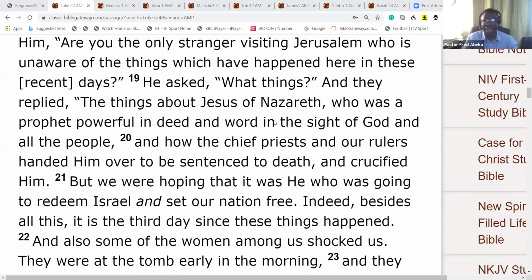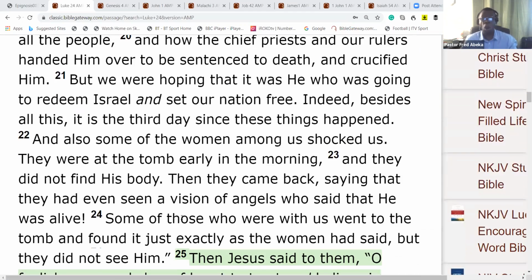And they replied, "The things about Jesus of Nazareth, who was a prophet, powerful indeed in word and deed in the sight of God and all the people. Verse 20, and how the chief priests and our rulers handed him over to be sentenced and crucified him. Verse 21, but we were hoping that it was he who was going to redeem Israel and set our nation free." Notice, you see where Israel's mind has been all this while? They have been using the Old Testament only to refer to political emancipation.